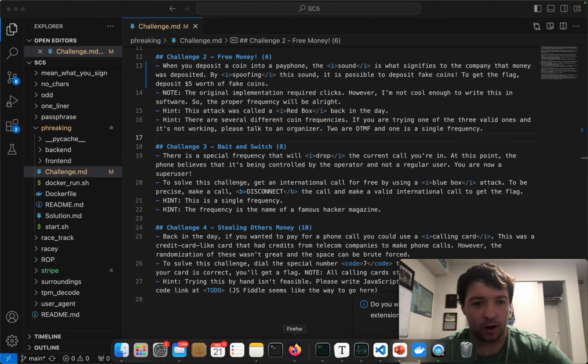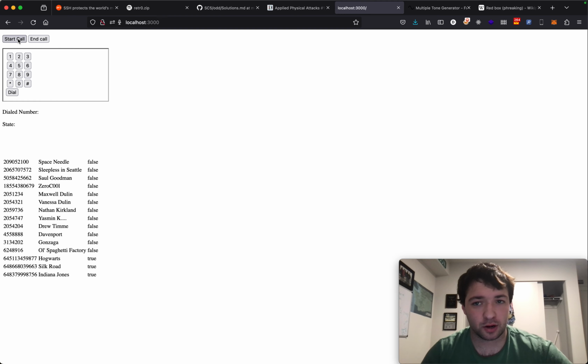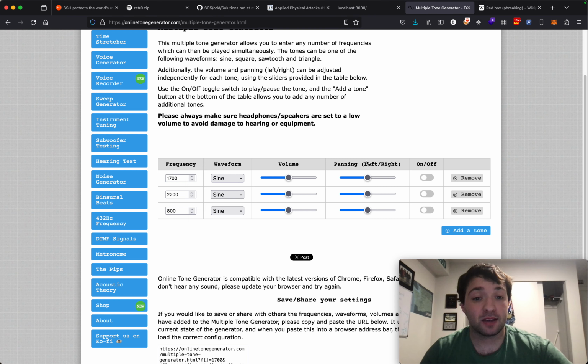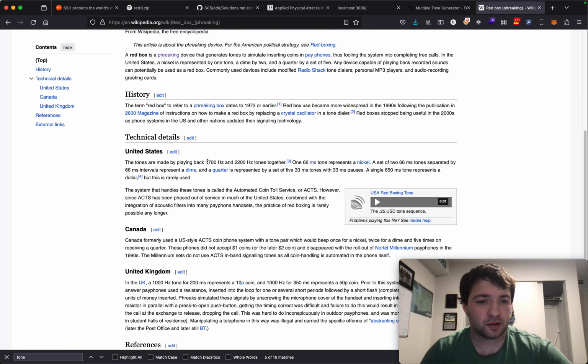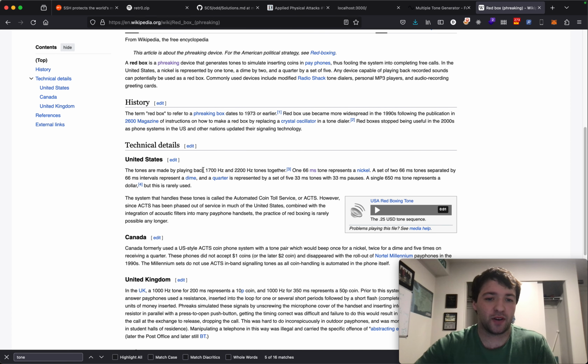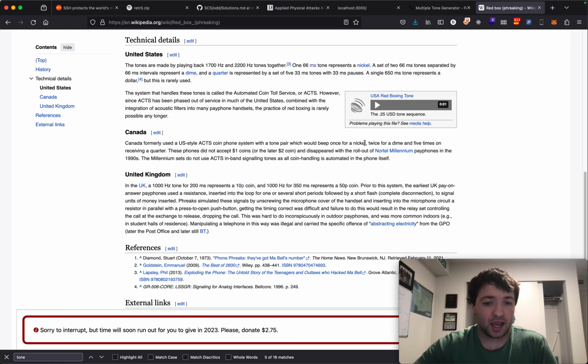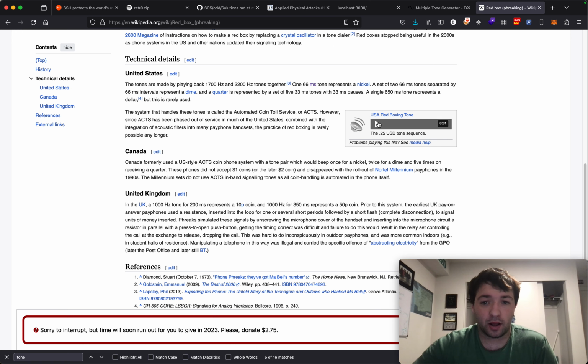So if we go to our web page, again, we can start a call. But the real key to this challenge is the frequencies. If you look up red box, you'll find that the DTMF tones in this wiki article are going to be 1700 and 2200 respectively. I also found that 800 was an acceptable answer, so you can use that as well.